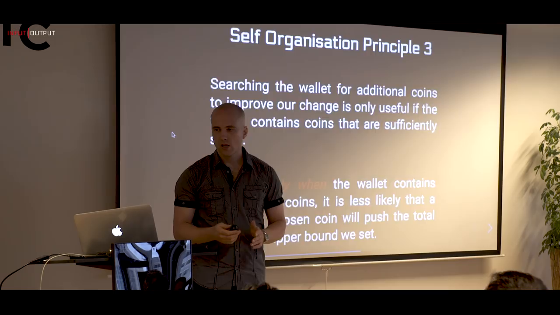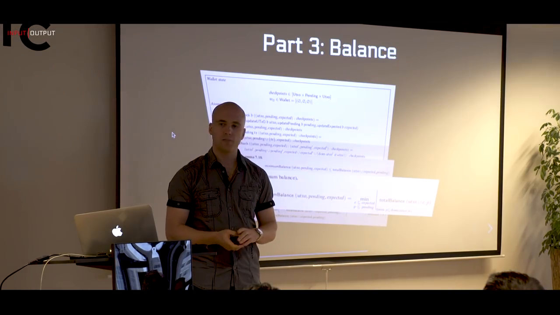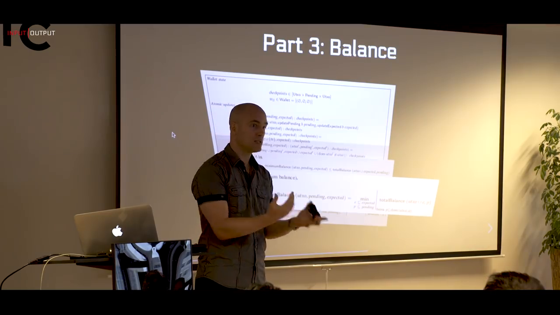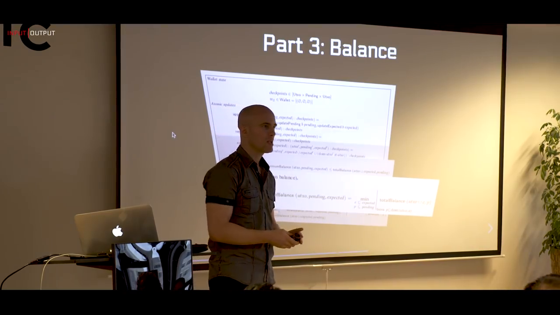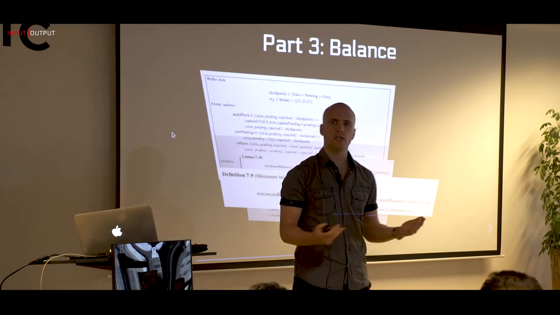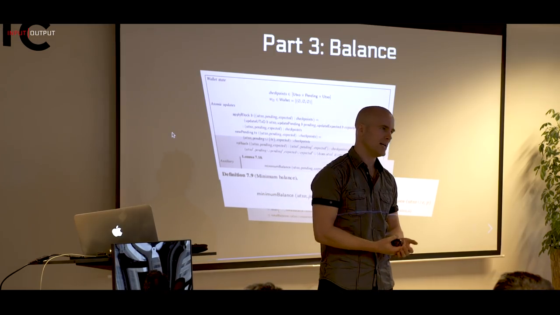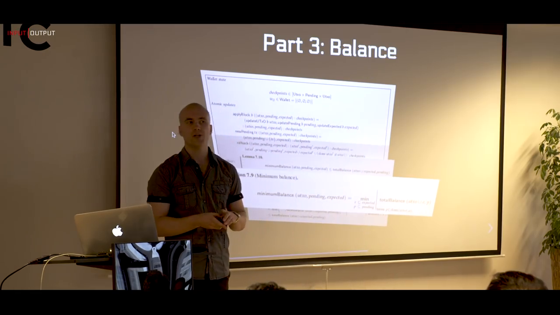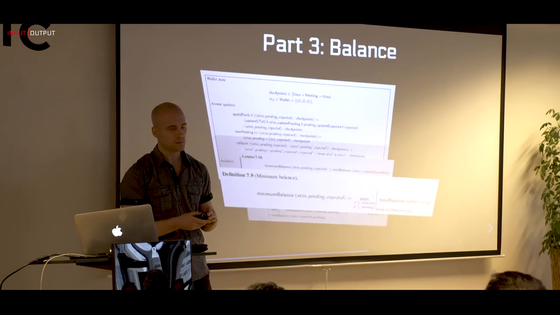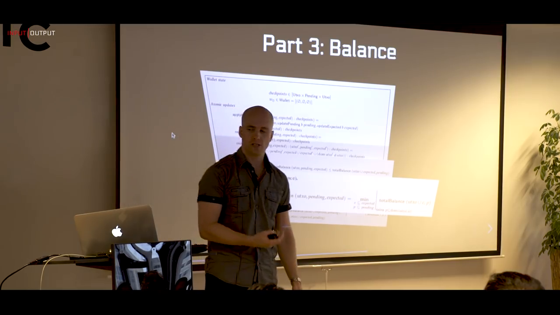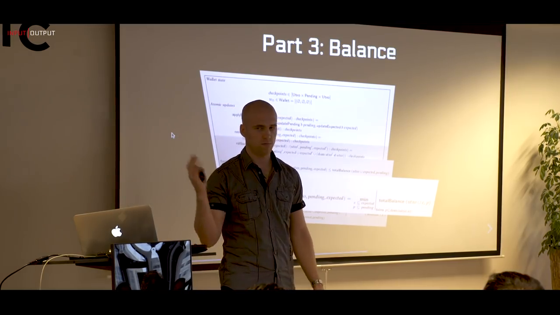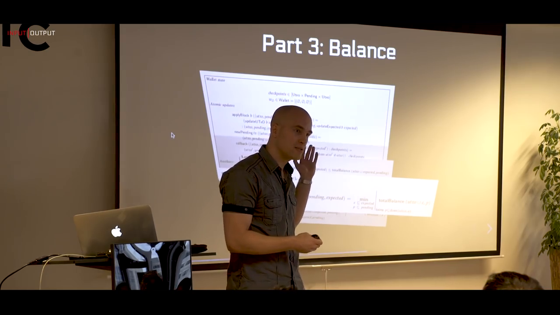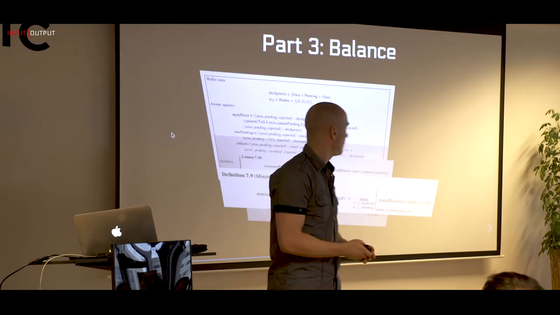OK. So the last part I want to talk a little bit about is balance. How much money do I have? And you might think, well, this is such an easy question. Why is balance complicated? Well, actually, it turns out balance is pretty complicated. And I'm going to try to give you an intuition of why that might be the case. So we have a mathematical document, which is like 45 pages or something, with mathematics and proofs. And a large part of the document is dedicated to the question about balance.